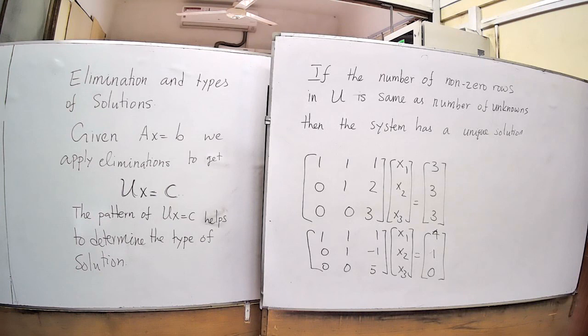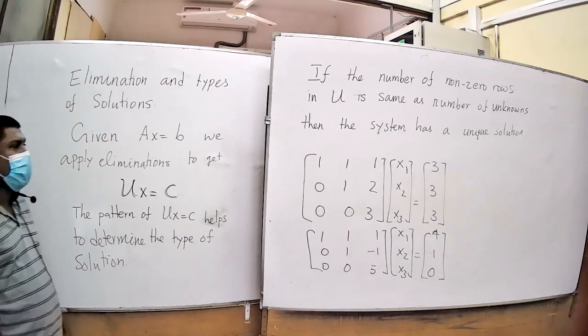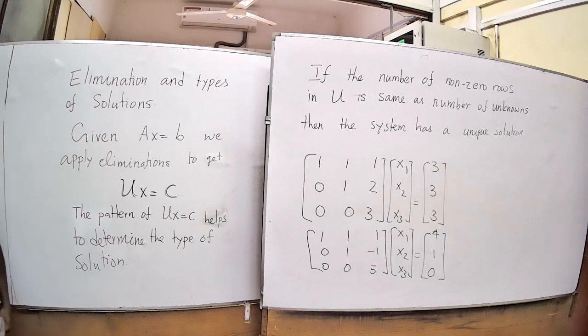Similarly, in the next class, we are going to see similar conditions for the other 2 types of solution, right? You know, the other 2 types are infinitely many solutions and no solution. So in the next class, we will see what requirements the upper triangular system should satisfy to have infinitely many solutions and no solutions, right? So we will talk about that in the next class.